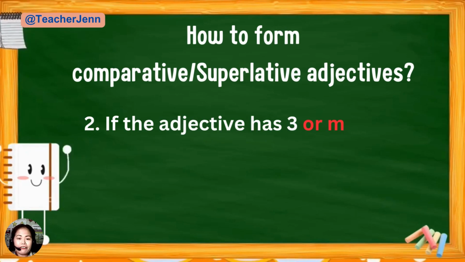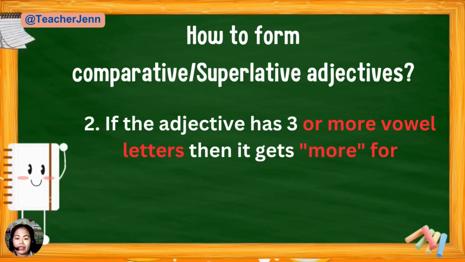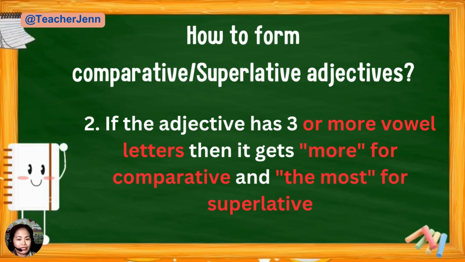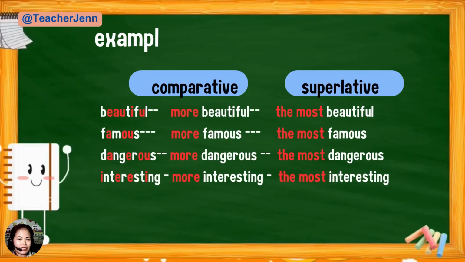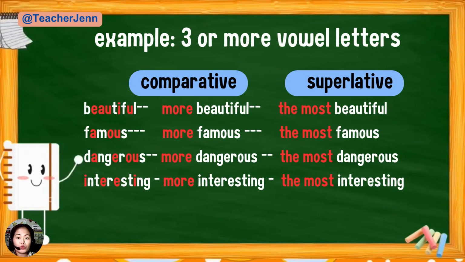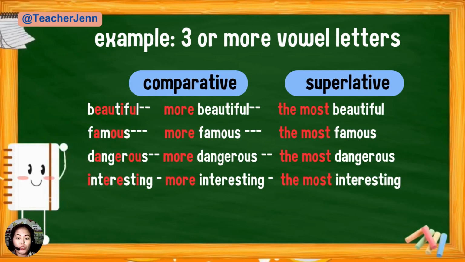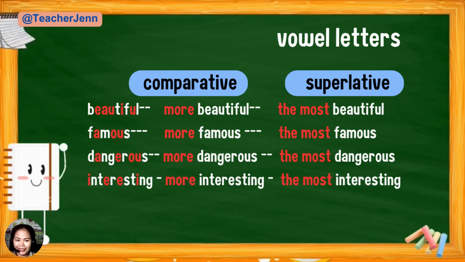Number 2, if the adjective has three or more vowel letters, then it gets more for comparative and the most for superlative. Like, for example, beautiful, more beautiful, the most beautiful. Famous, more famous, the most famous. Dangerous, more dangerous, the most dangerous. Interesting, more interesting, the most interesting.